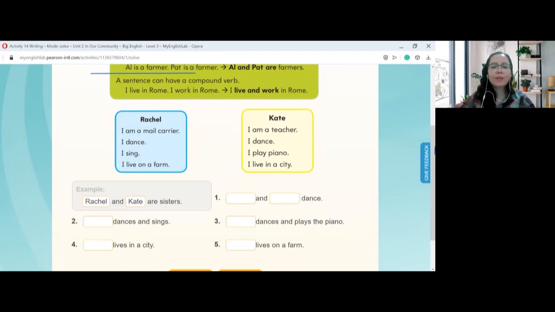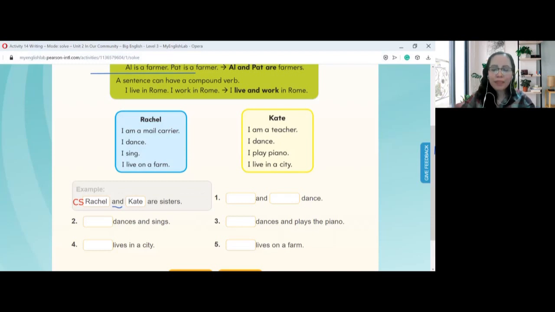Di sini sudah diberikan contoh, si Rahel sama si Kate itu adalah saudara. Saudara kandung ya. Maka bisa digunakan compound sentence di sini dengan menggunakan and. Ya, kata penghubung and. What kind of compound sentence used here? Compound subject or compound verb? CS or CV? CS. Very good.